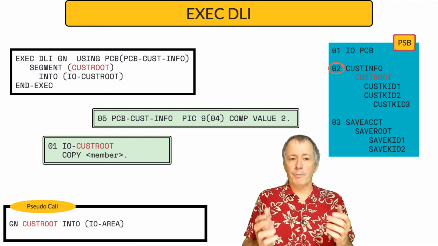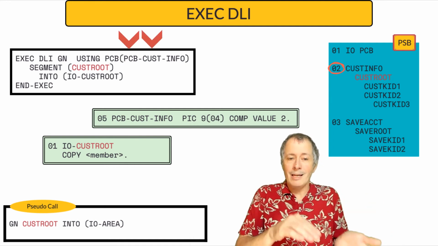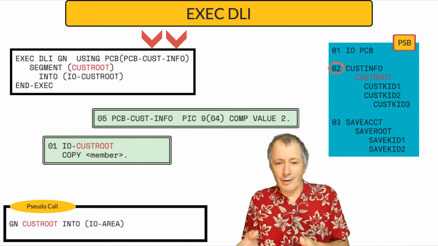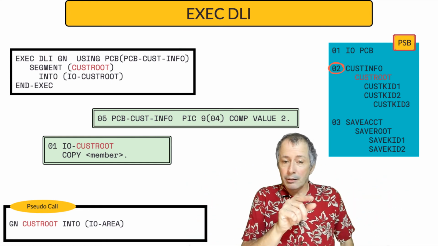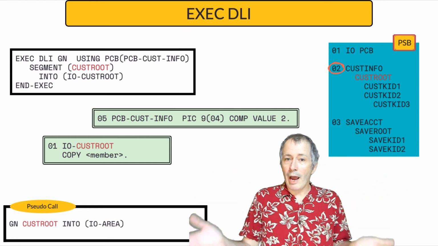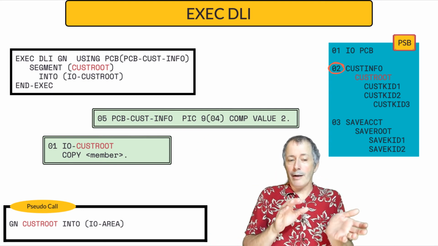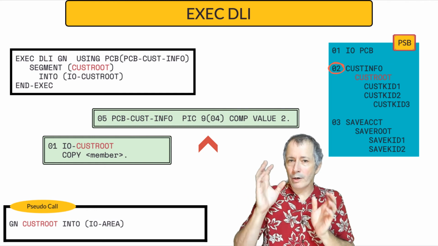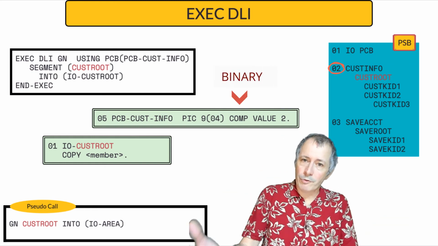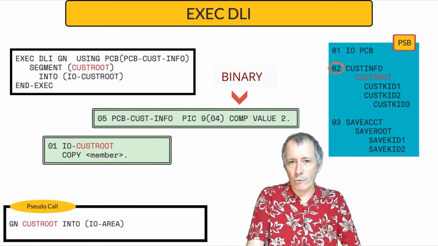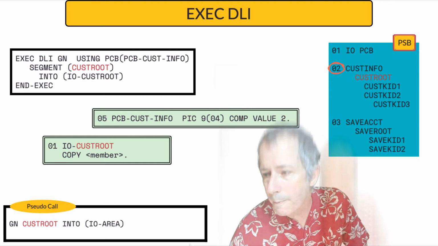In this example, it's PCB-CUS-INFO, which is more descriptive, and it's defined as a binary half word. Thus, this field is defined as PIC S9(4) COMP, and it has a value of 2. It's a binary half word with a value of 2 stored in it.